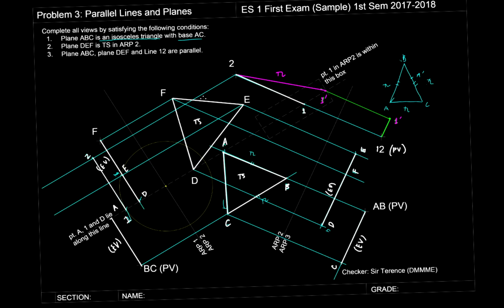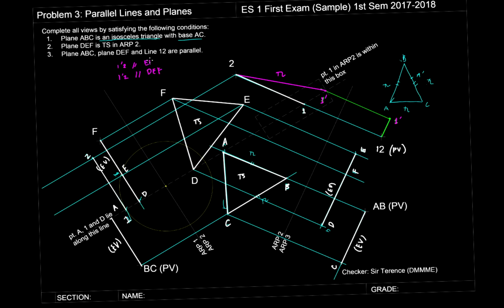So therefore, if I were to write my proofs, no, 1 prime 2 is parallel to FE. Therefore, 1 prime 2 is parallel to DEF. Parang ganyan. So this is how we write our proofs, no? DEF pala, sorry.